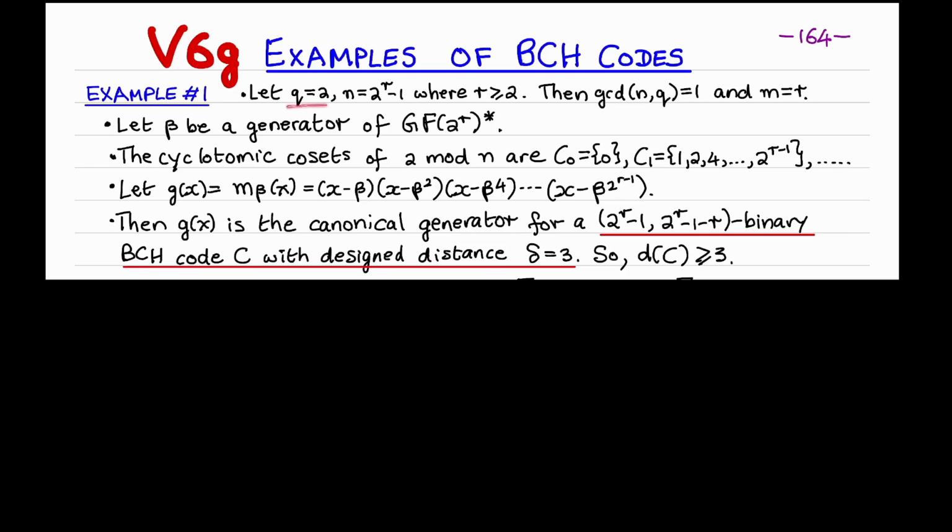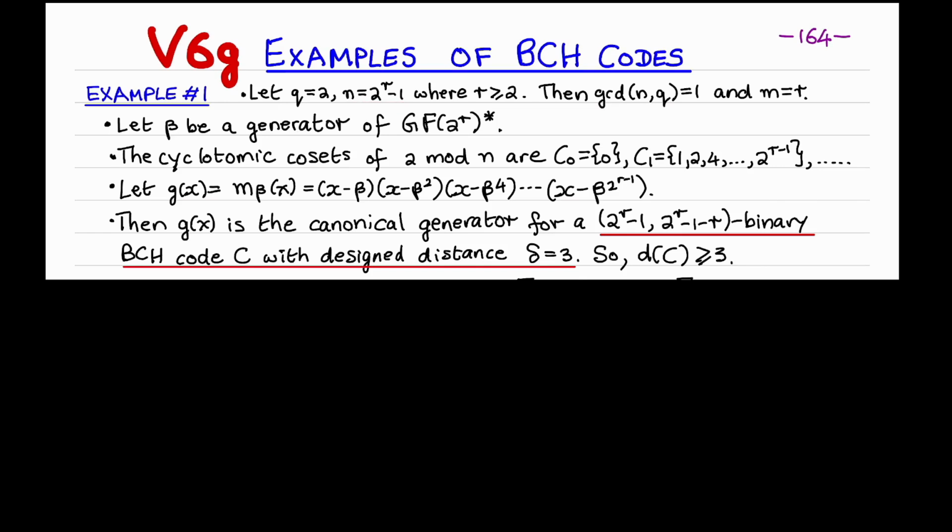Let q be 2, and n be 2 to the r minus 1, where r is at least 2. Then n and q are coprime, and the BCH parameter m is equal to r. Let beta be a generator of the multiplicative group of GF(2^r). So beta has order n, which is 2 to the r minus 1.